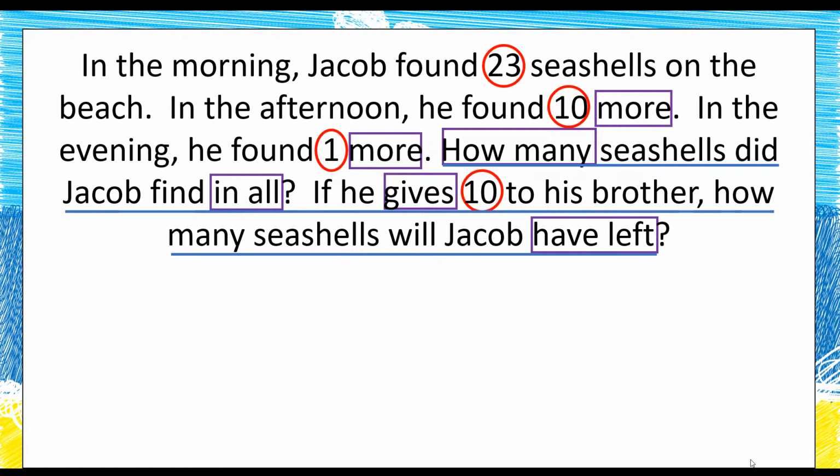But then in the second part, he's going to give some away, and it wants to know how many he has left. When you give something away, are you adding or subtracting? That's right, you're subtracting. That's a takeaway.